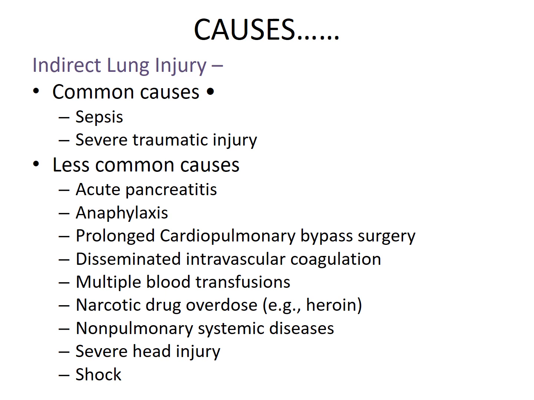Then indirect lung injury. First we have seen direct lung injury, and now it is indirect lung injury. The common causes are sepsis and severe traumatic injury. Sepsis, septicemia: septicemia can lead to ARDS, and severe traumatic injury, which affects multiple organs, can also lead to ARDS.